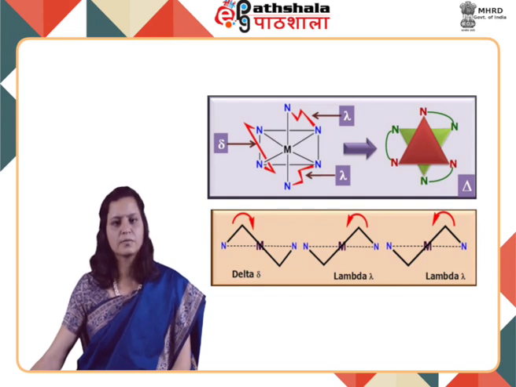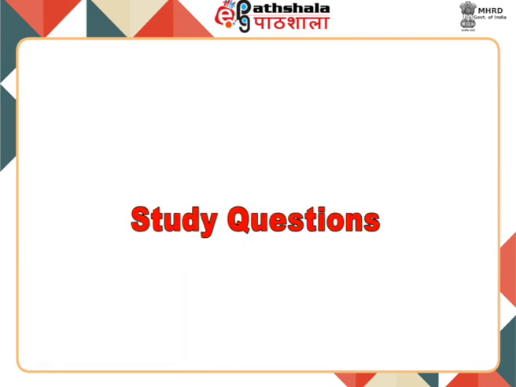For example, the tris ethylenediamine cobalt(III) complex is shown here. The absolute configuration of the complex is delta. Compare the figure at the right. The conformations of the three bidentate ligands are delta, lambda, lambda, as labeled here.